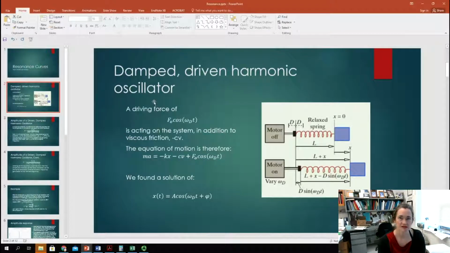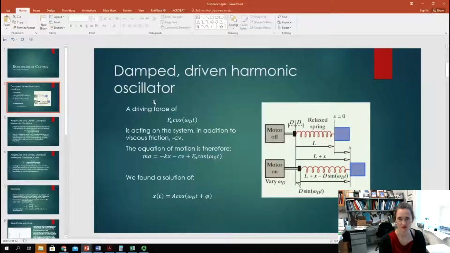And it's being driven by a sinusoidal force. The form that we chose was F naught cosine omega_d t, where F naught is the amplitude of the drive force in newtons, and omega_d is the drive angular frequency. Now, in addition to this driving force, we also have viscous friction acting on the system. And of course, the equation for viscous friction is minus cv, where c is the damping coefficient and v is the velocity. So, of course, the drag always acts opposite to the direction of motion. Now, of course, it's a spring, so we also have Hooke's law, F is equal to minus kx.